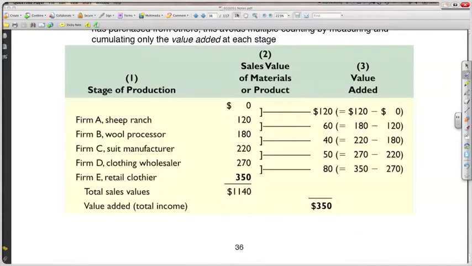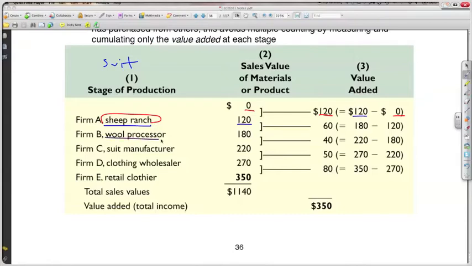So here we have the stages of production, say for a suit. First, it starts off on the sheep ranch. So it goes from 0 up to the sheep ranch. Say it costs $120 for the sheep ranch. So the value added of this ranch would be 120 minus the previous sales value, which was 0. So we know that this sheep ranch added $120 worth of value to the suit.